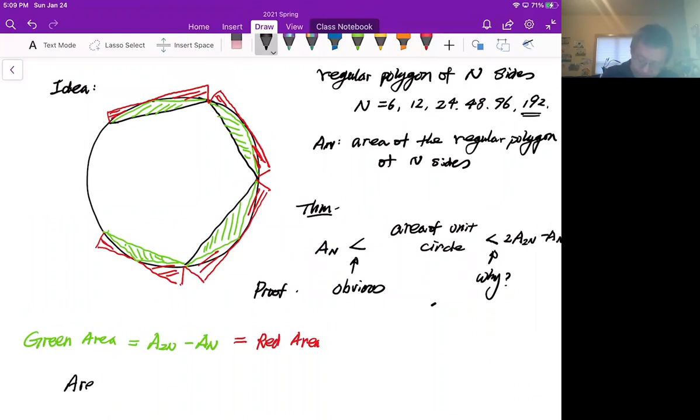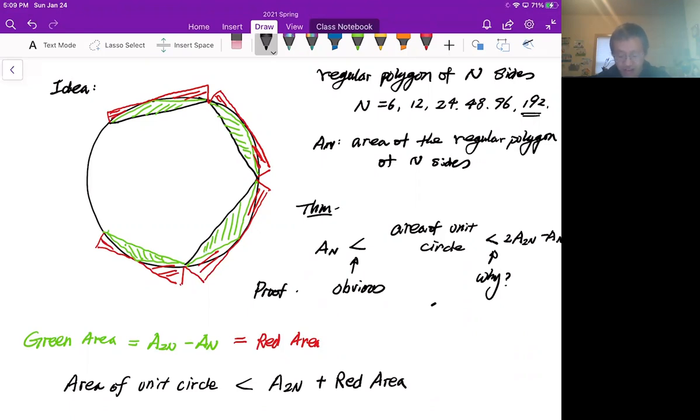The area of the unit circle is smaller than the area of the 2n polygon, that means it's including the green area, right? It's the area of the regular polygon of n sides plus the red area. Does it make sense? Because if you add the red area, then the area entirely covers the circle. That's just observation.